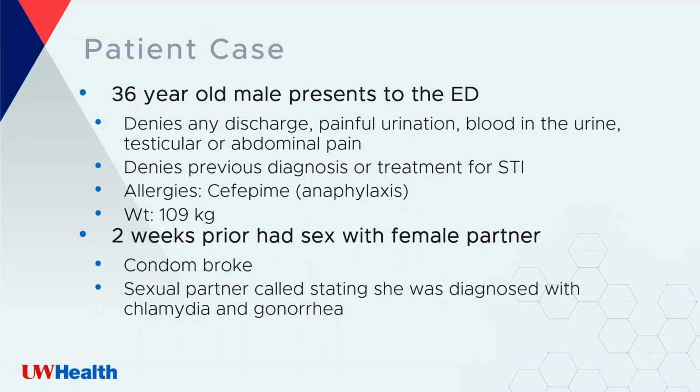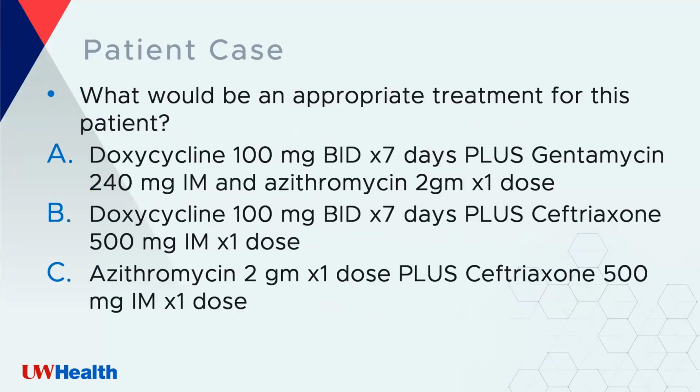Next, we have a 36-year-old male that presents to the emergency room. He denies any discharge, painful urination, blood in the urine, or testicular or abdominal pain. He does have an allergy to cefepime, which is anaphylaxis, and he weighs 109 kilos. He's never been diagnosed with any STIs in the past. However, 2 weeks ago, he did have sex with a female partner, and during intercourse his condom did break, and his partner just called letting him know that she was diagnosed with chlamydia and gonorrhea. Which would be an appropriate treatment for this patient?